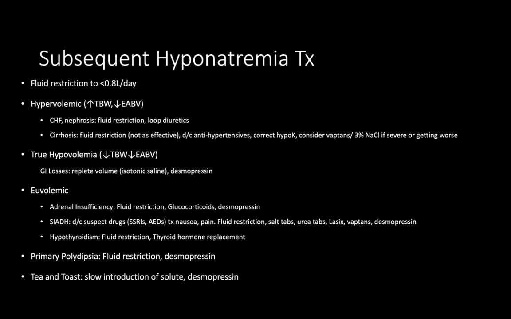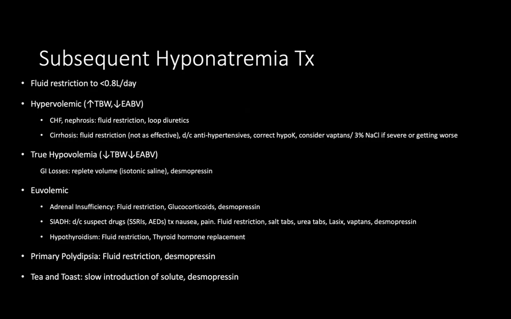In your hypervolemic patients, so your patients that have an increased total body water and a decreased effective arterial blood volume, right? So these are your congestive heart failure patients, your nephrotic patients, your cirrhotic patients. You want to definitely think about fluid restriction and also diuretics. So in the case of your congestive heart failure patients and your nephrotic patients, you want to think about furosemide for your loop diuretic.